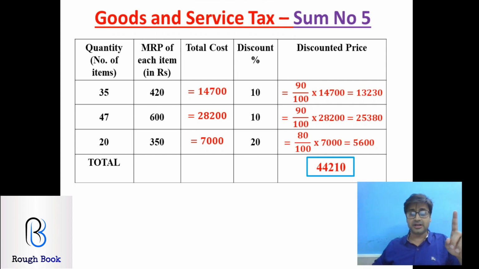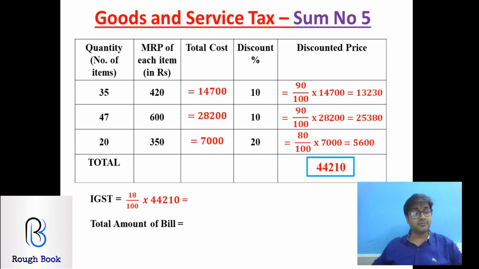Now you're going to apply IGST. Remember, this is interstate, and if it is interstate, you are going to apply IGST. So IGST at the rate of 18% directly. So IGST 18% of 44,210. How much do you get? Come on, even I'm calculating, and pray for me that I go correct, not wrong.